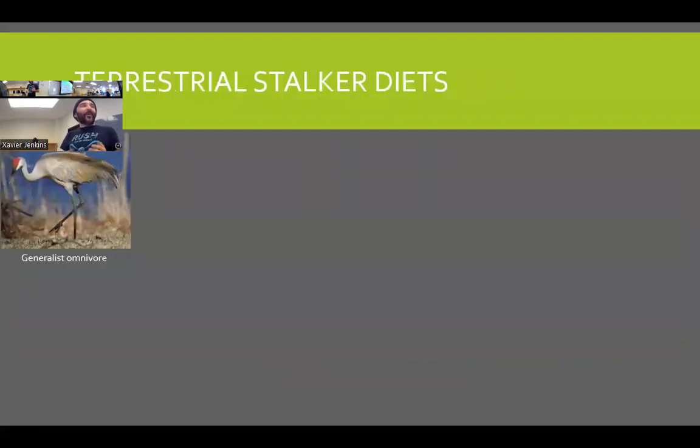And I'd like to note that there is quite a bit of dietary variability among these terrestrially stalking birds. So cranes, for example, are generalist omnivores. They're going to eat both plant matter and small animals, the proportion of which varies by species, age, habitat, season, etc.